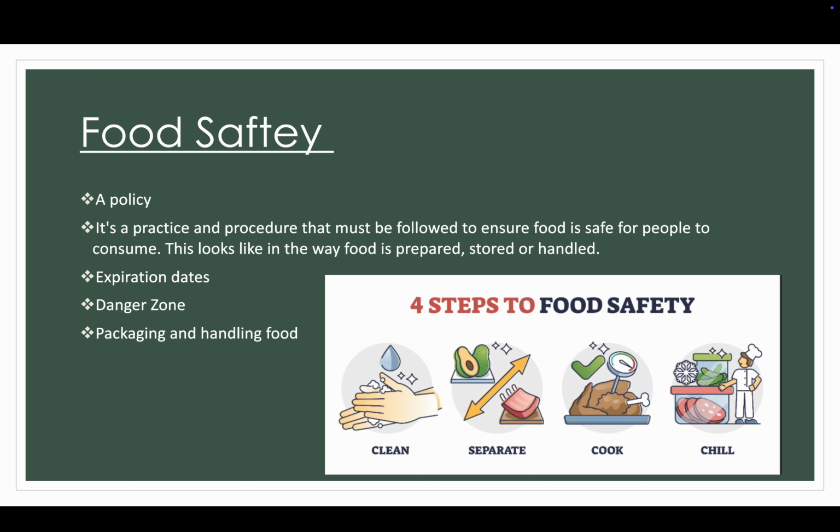For example, products like dairy and milk have expiration dates, so we don't eat them after they're spoiled. This can also be seen in the way food is cooked. There's something called the danger zone temperature, which is the temperature at which bacteria grow quickest. Typically it is between 40 and 140 Fahrenheit.